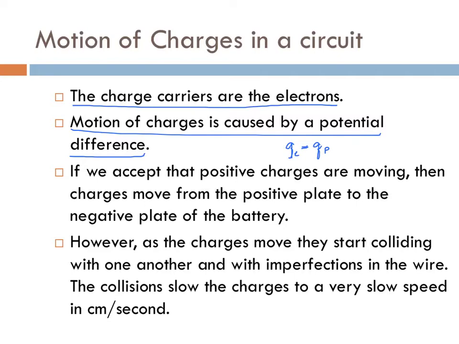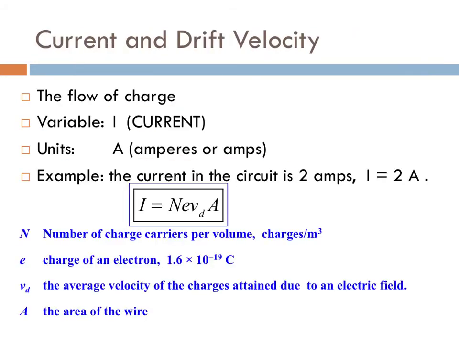So we've seen this symbol before. This is a battery, where the long piece is the positive side and the short piece is the negative side. So if we're looking at a circuit, we're going to say that the direction of the current is from the positive to the negative. Now, as these charges move, they actually start colliding with one another and with imperfections in the wire. These collisions slow the charges to a very slow speed, and we're going to look at what that speed is next.